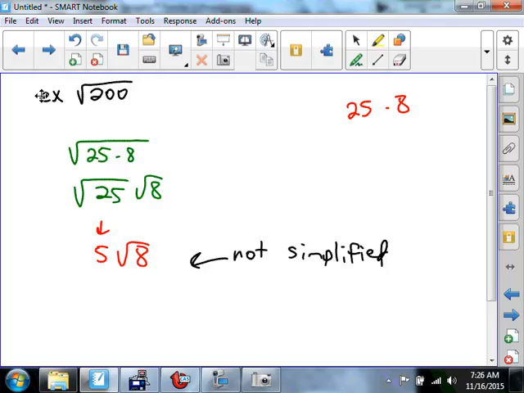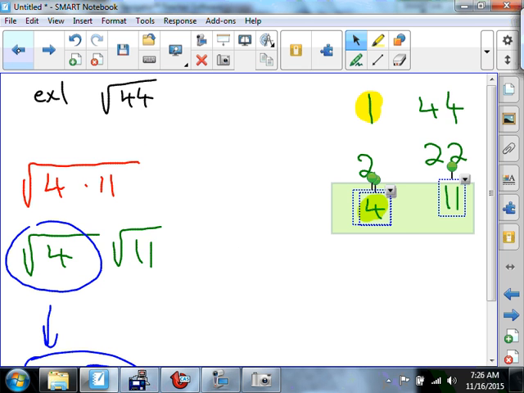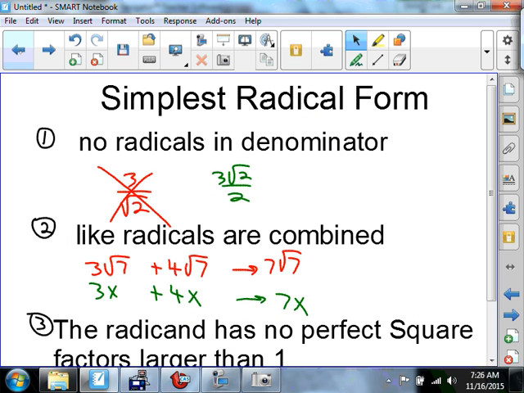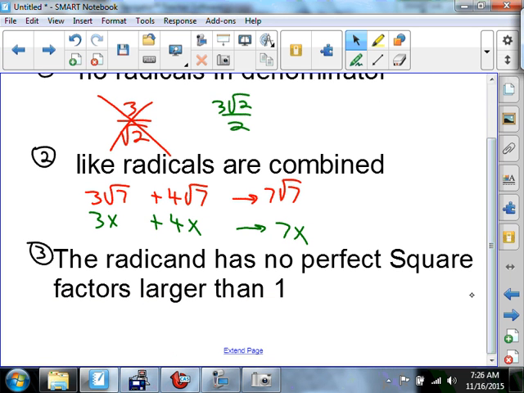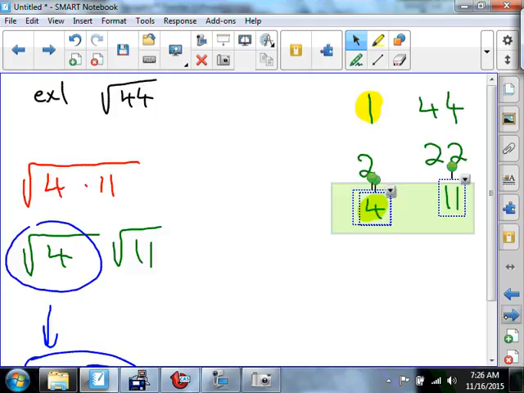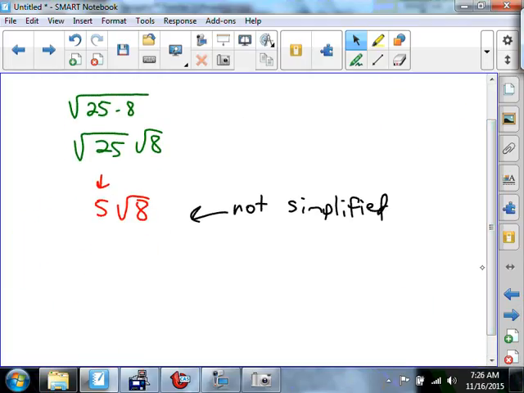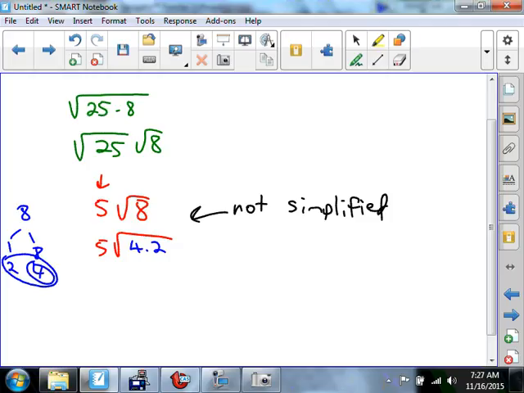And you might say, well, why not? Well, let's back that thing up a minute. The radicand has no perfect square factors larger than 1. So if we think about 8 for a minute, 8 is really 1 times 8 and 2 times 4. And 4 is a perfect square. So what that would be is 5 times the square root of 4 times 2. Remember, write the perfect square factor first. So that would be 5 times the square root of 4 times the square root of 2.